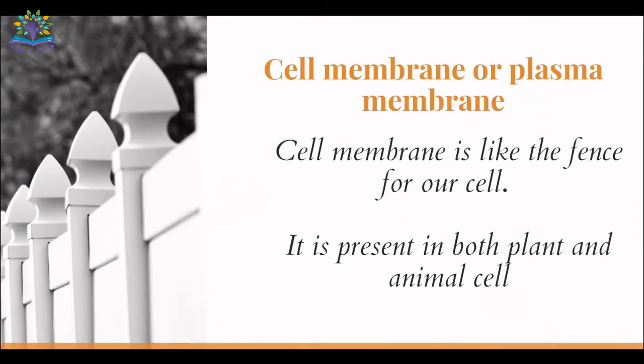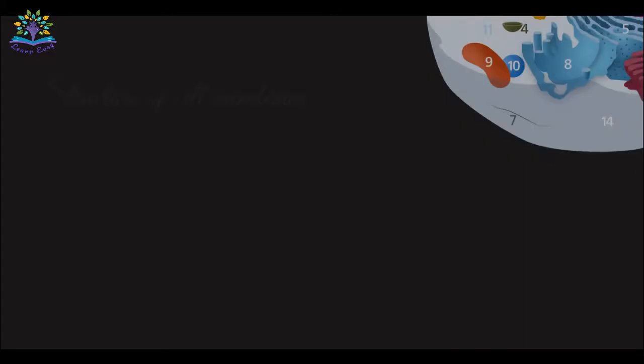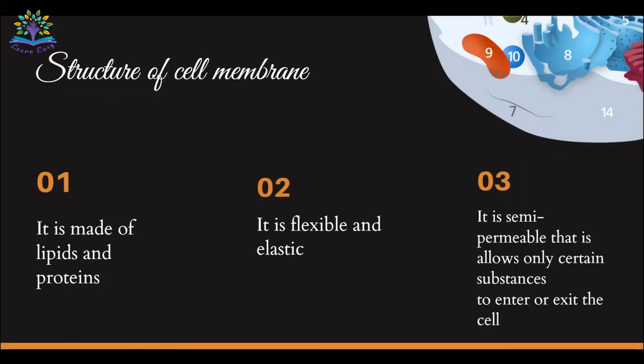Let's first see what is cell membrane. Cell membrane or plasma membrane is like a fence for our cell. It is present in both plants and animals. It is made up of lipids and proteins. It is flexible and elastic. It is a semi-permeable membrane that allows only certain substances to enter or exit the cell, which we will see in detail while explaining the function of the cell membrane.